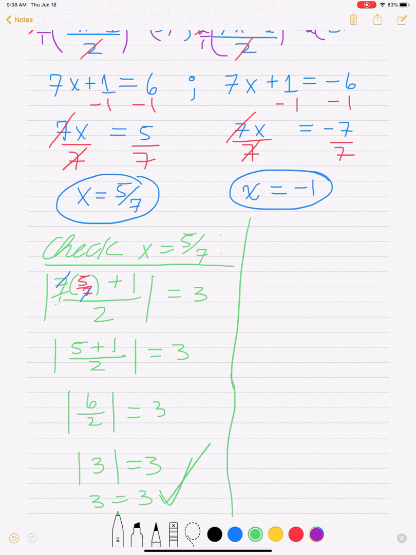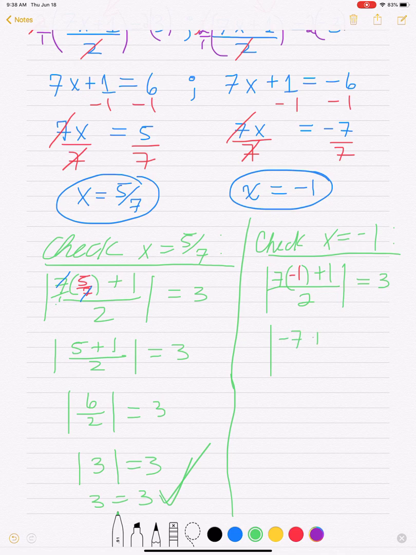Now checking the other one, negative 1. We can plug that in and see how it works out. So I'm going to have the absolute value of (7 times blank plus 1) divided by 2. Is that equal to 3? Well, let's plug in place of the blank our solution of negative 1. So what do we have? 7 times negative 1 is negative 7. Then we got a plus 1, and then over 2. Close the absolute value. Is that equal to 3? Let's check.